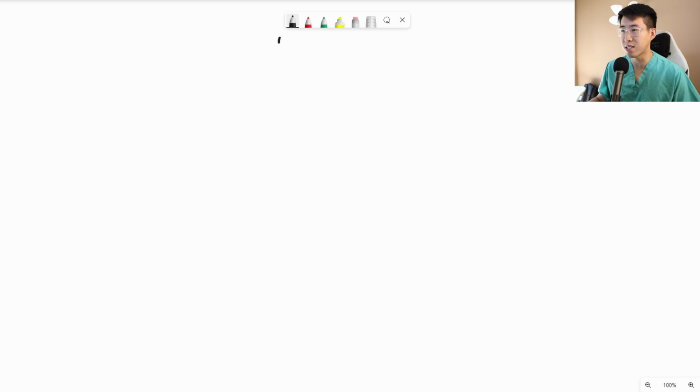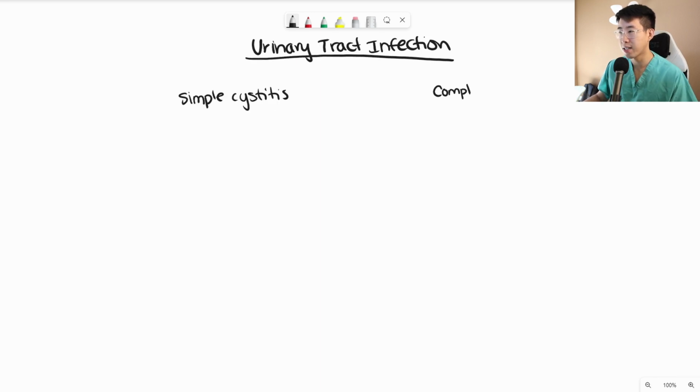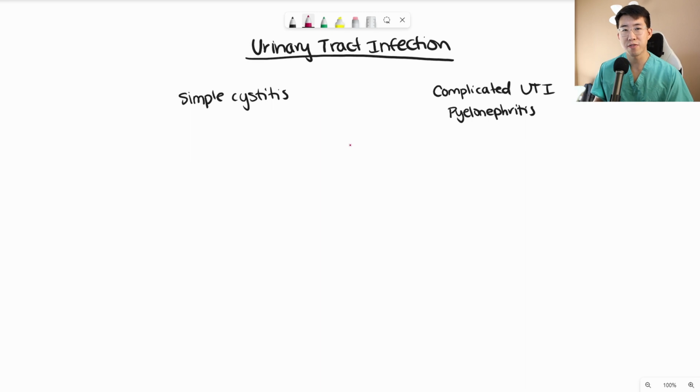So for treatment of urinary tract infection, one of the biggest things that we have to do right from the get-go is determine, is this simple cystitis or is this a complicated UTI? So simple cystitis versus complicated UTI, of which one of the subtypes is pyelonephritis, so infection of the kidney. What is the main difference between them?